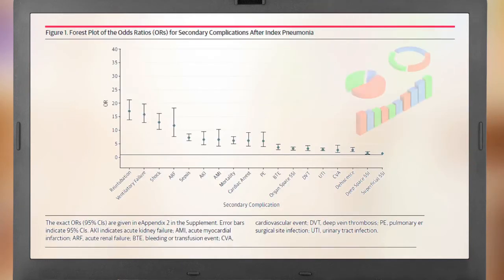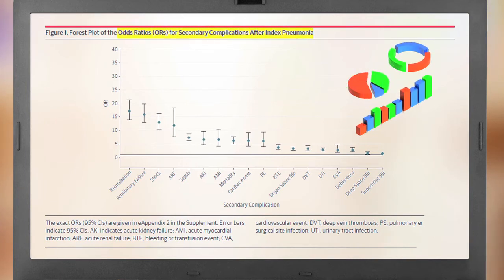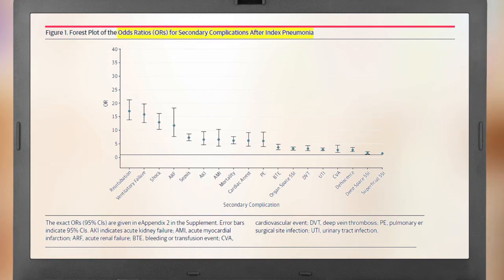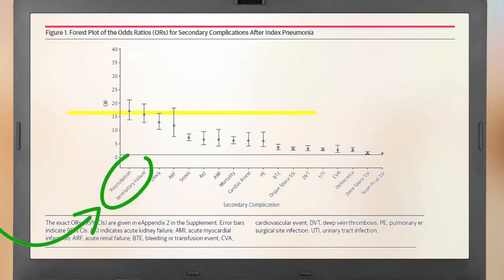Results are also presented in graphical format. This figure shows the changes in odds or chances of patients experiencing a range of secondary complications given the presence of specific index complications, for example, pneumonia. On the vertical axis is the odds ratio, and on the horizontal axis is the list of secondary complications. We see, focusing on two of the many dots in the graph, that patients with index pneumonia have over 15 times higher odds of experiencing reintubation or ventilatory failure.